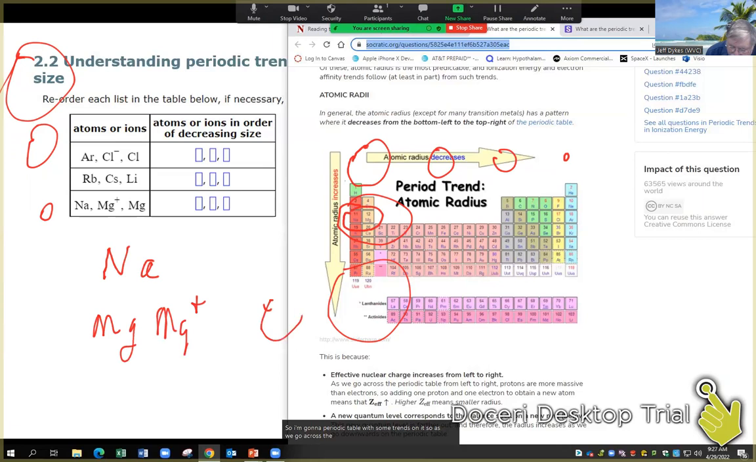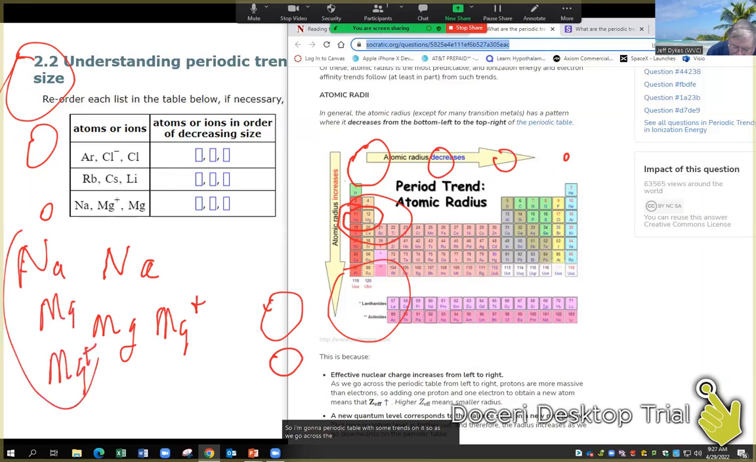So magnesium without any charge will be this size. And if it's magnesium without the electron, so we lost electrons, it'll be smaller. So we're going to go: sodium is the biggest, magnesium, and then magnesium plus. Okay, so that's the rationale. Let us know if you have any questions.